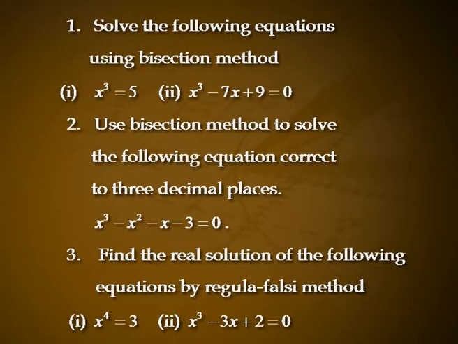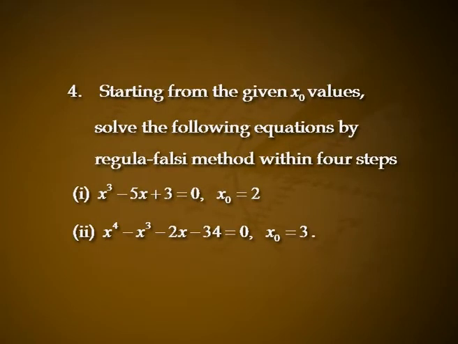Number 3. Find the real solution of the following equations by the Regula Falsi method. 1. x⁴ = 3. 2. x³ - 3x + 2 = 0. Number 4. Starting from the given x0 values, solve the following equations by the Regula Falsi method within 4 steps. 1. x³ - 5x + 3 = 0 for x0 = 2. 2. x⁴ - x³ - 2x - 34 = 0 for x0 = 3.